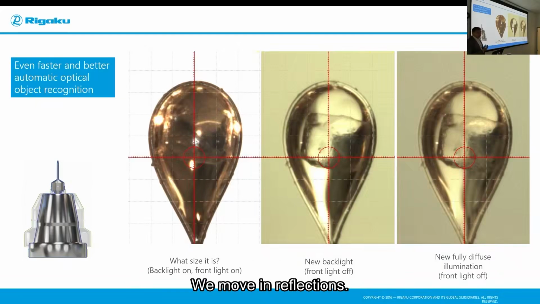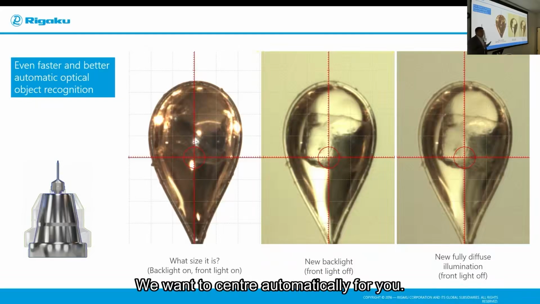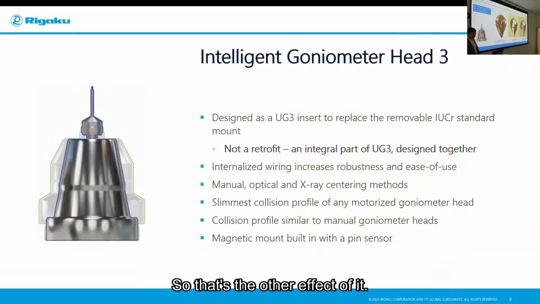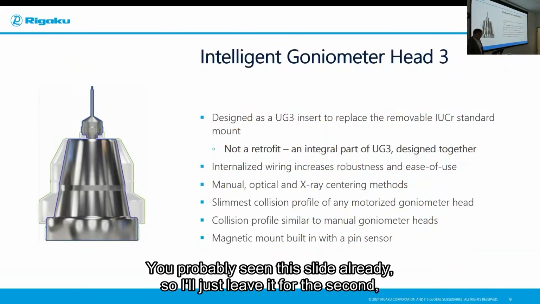All the capillaries with moving reflections, and that's always connected to what we want to do. We want to center automatically for you, or with half an hour, two clicks. For that, you need a better image of your loops. So that's another effect of it. So, iteration goniometer head, you've probably seen this slide already, so I'll just leave it for a second.